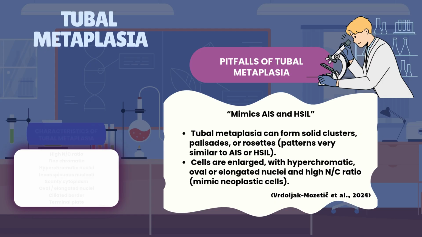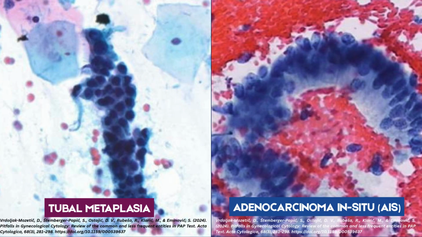It can present in solid clusters, pseudostratified patterns, or rosette formations, architectural features that are strikingly similar to malignant cells. Combined with enlarged hyperchromatic nuclei and a high N/C ratio, this resemblance may lead to false positive diagnoses. Let's compare tubal metaplasia with adenocarcinoma in situ, or AIS. Tubal metaplasia typically appears as stripes of large cells, while AIS forms feathered clusters. Cilia and terminal bars are present in tubal metaplasia, but completely absent in AIS, making them key distinguishing features.